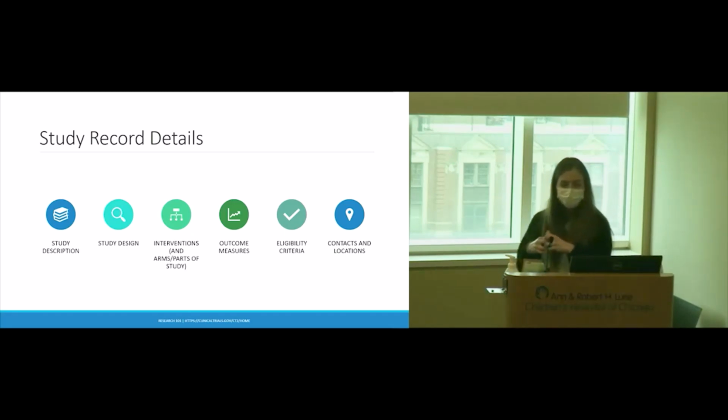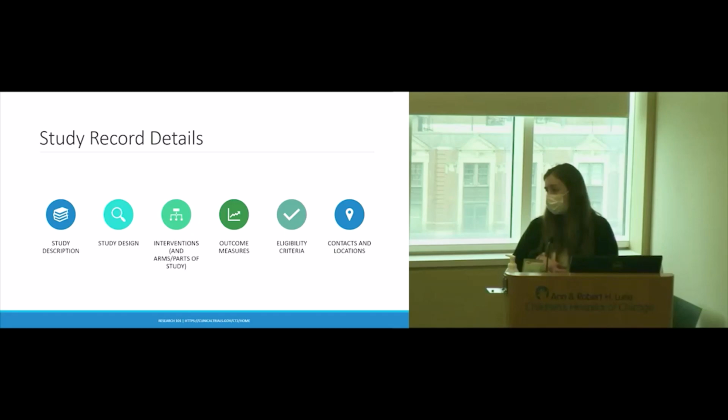It'll talk about study design, so what is going to happen in the study? Are there multiple parts to the study that an individual enrolled would go through, like Part A, Part B, Part C? You can also see if there are interventions in arms or parts of the study, outcome measures, and then eligibility criteria as well. So this is one of the first places you can look to see how the inclusion and exclusion criteria would work with the individual in your family that is considering enrolling. And then finally, you can get contacts and locations. So this is a great place to start.